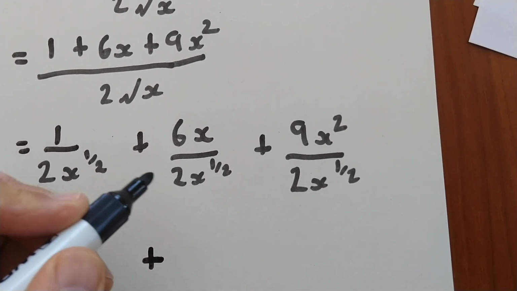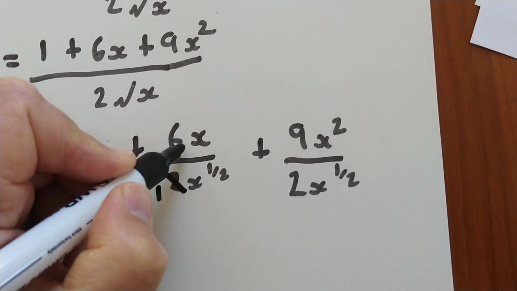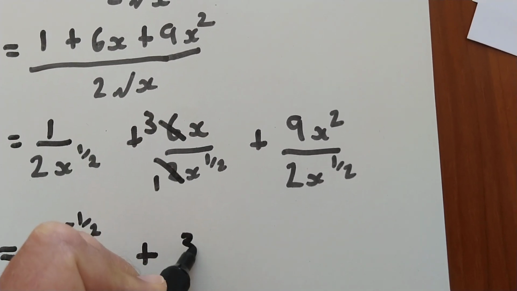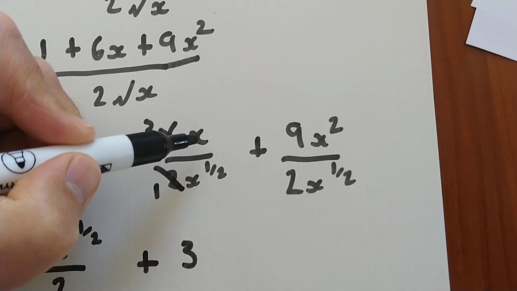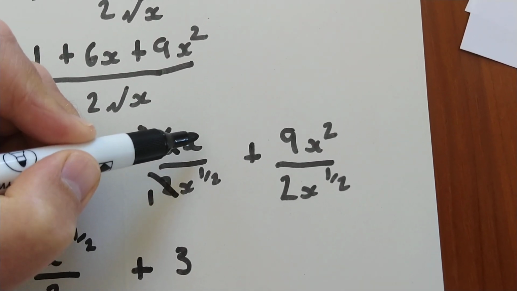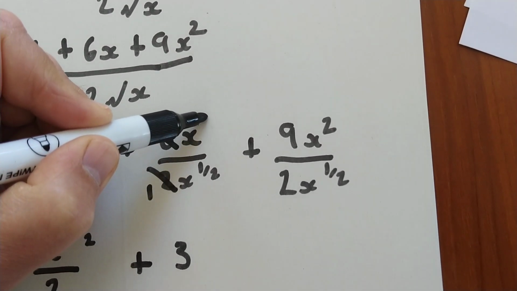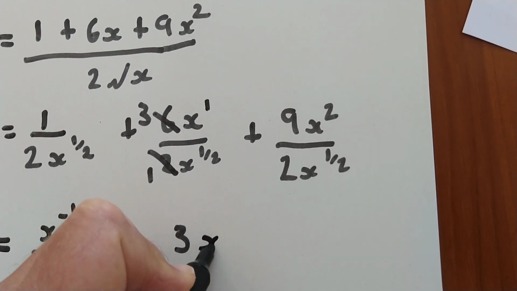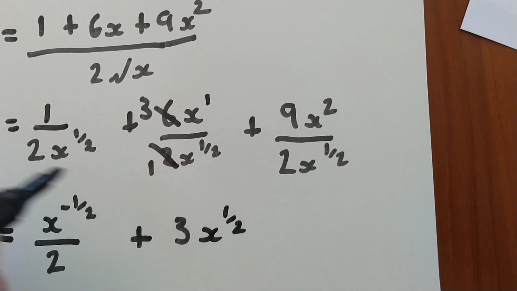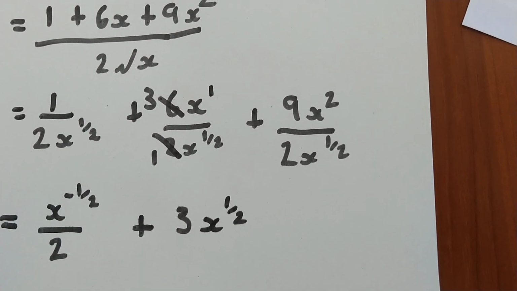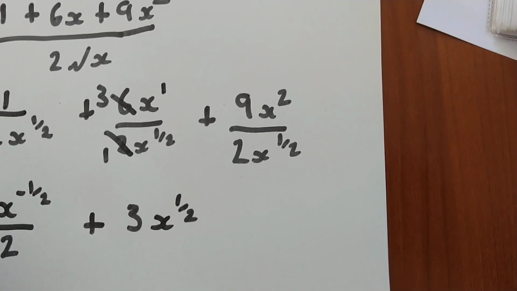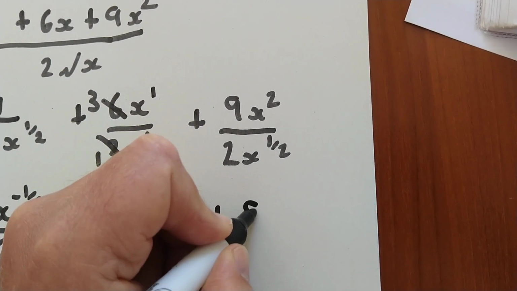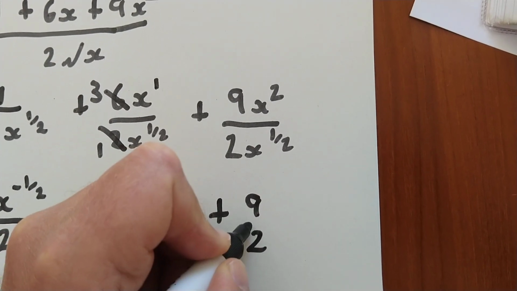On the second bit, 2 into 2 goes once, 2 into 6 goes 3. I'm going to have 3. That's x. Remember, if there's no term there, that's x to the power of 1. 1 take away a half is a half. Subtracting the powers gives me x to the half. And last but not least, 9 over 2. That doesn't simplify, so I'm just going to leave that as 9 over 2.